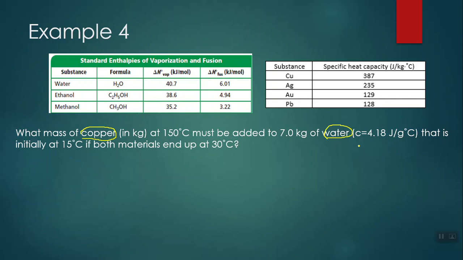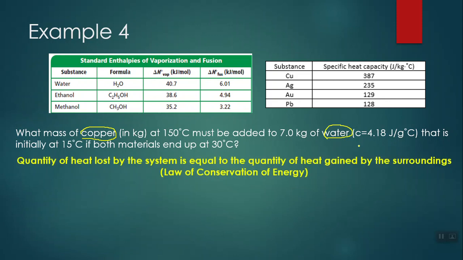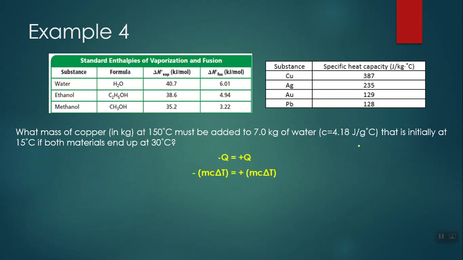Okay, so what are we going to do? What is our method? Well, we're going to actually look at the law of conservation of energy that states quantity of heat lost by the system is equal to the quantity of heat gained by the surroundings. So mathematically, what does that mean? Negative Q is equal to positive Q. The energy that's released is equal to the energy that's absorbed. So negative mcΔT is equal to positive mcΔT. Okay? So let's start there. We're going to go ahead and designate one side copper and the other side water.